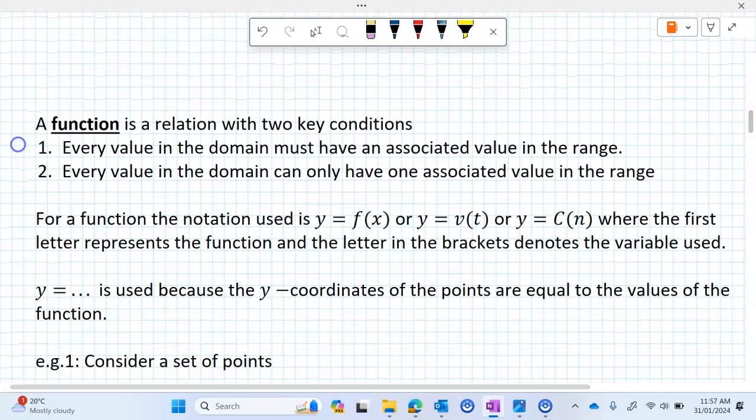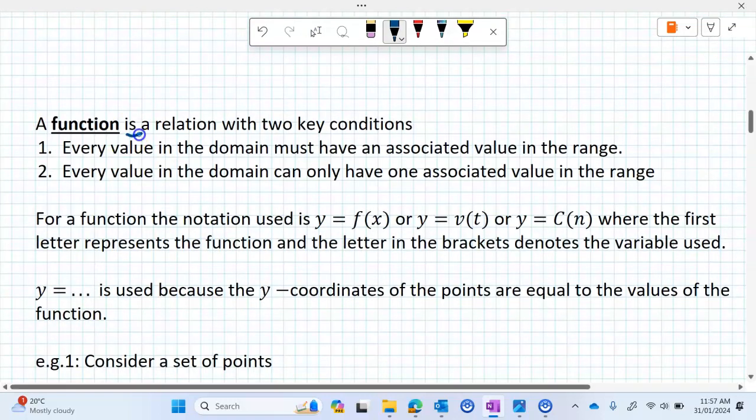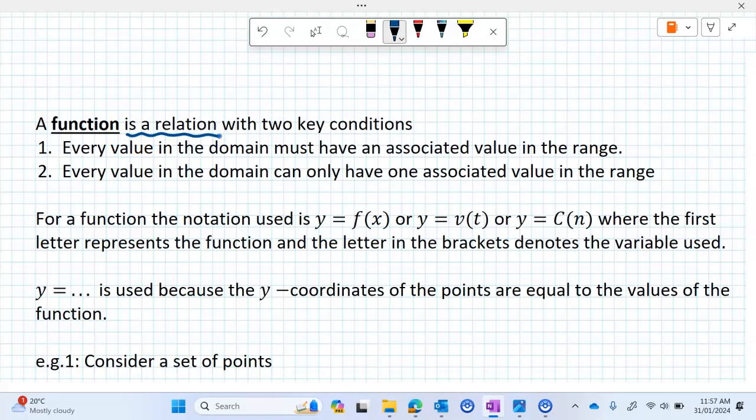And so now we get to think about a function. A function is a relation, so it's a type of relation, but there are two key conditions. First of all, every value in the domain must have an associated value in the range, and every value in the domain can only have one associated value in the range. We'll look at some examples to explain this.